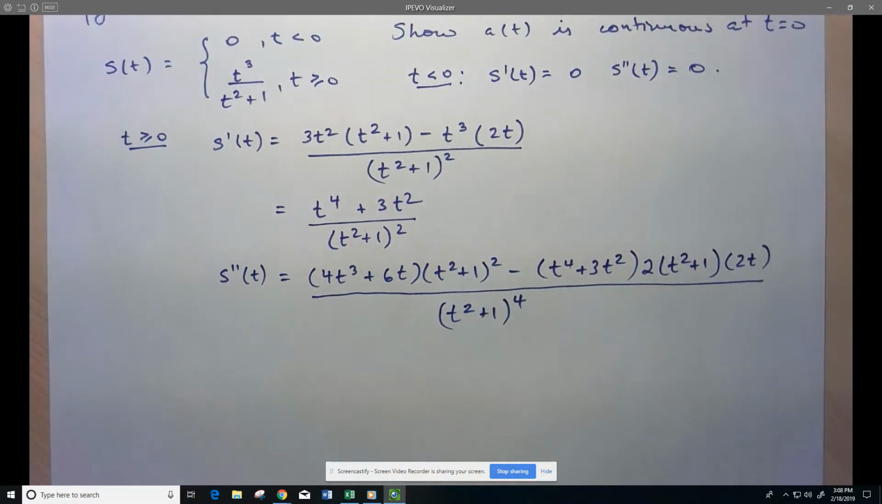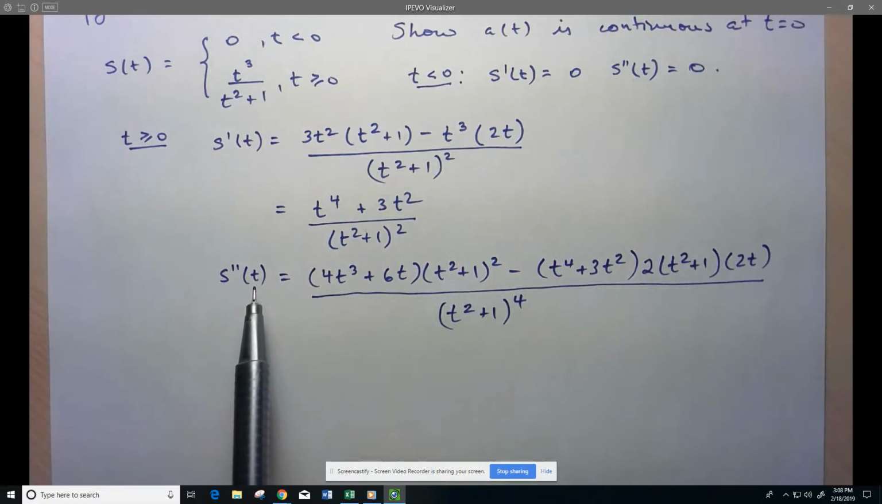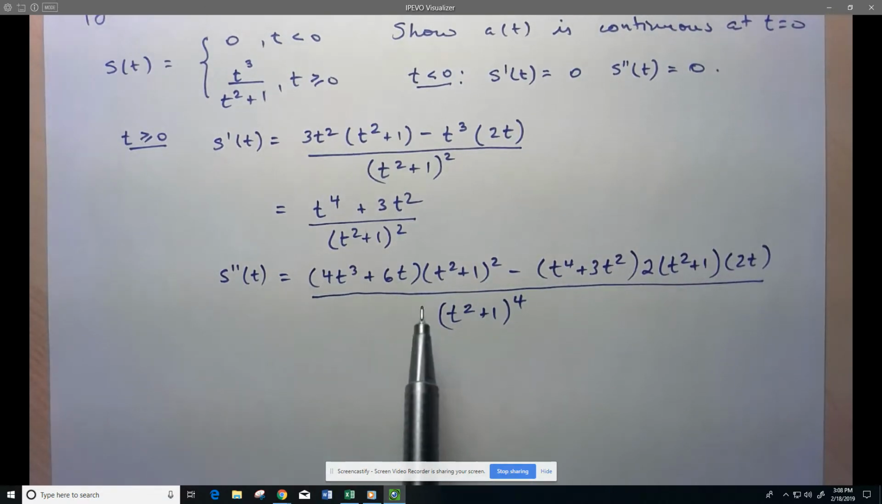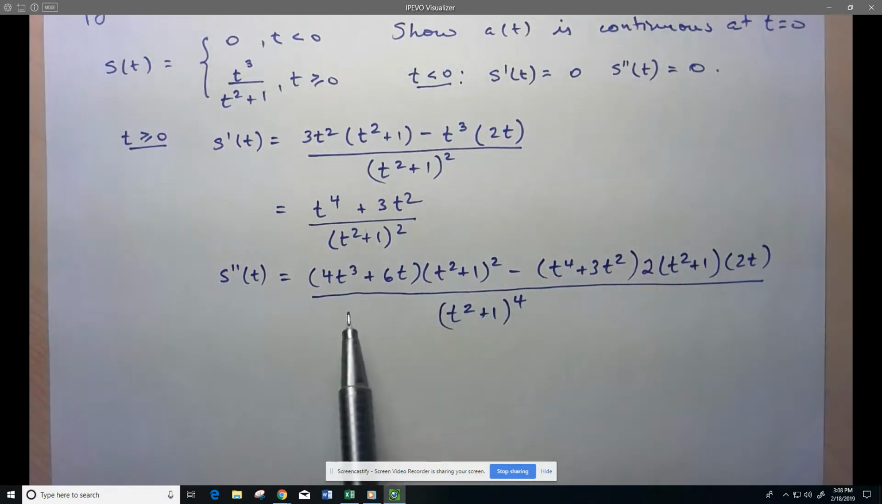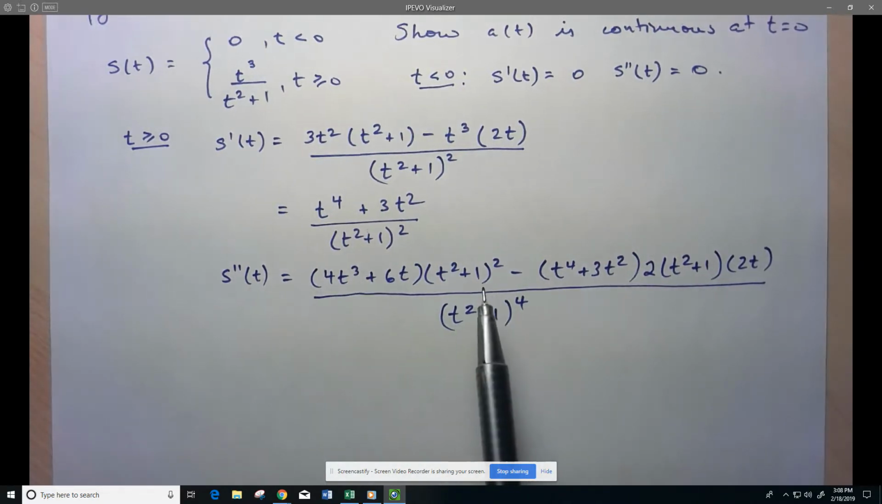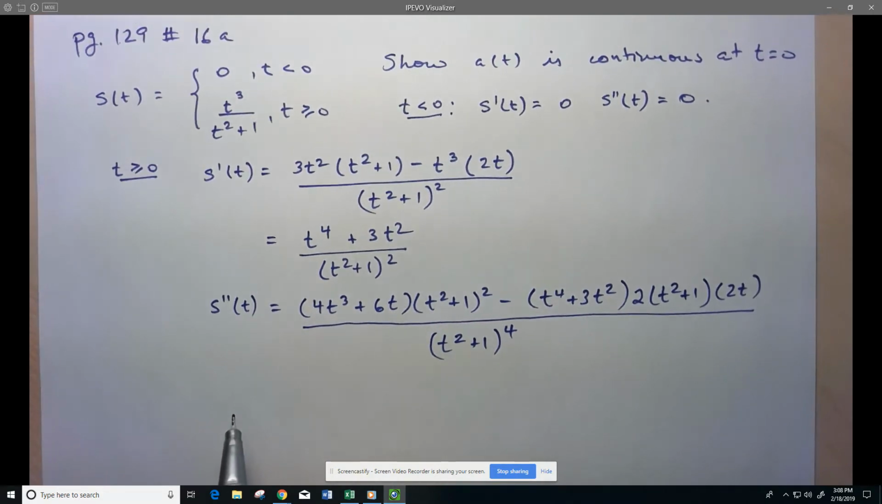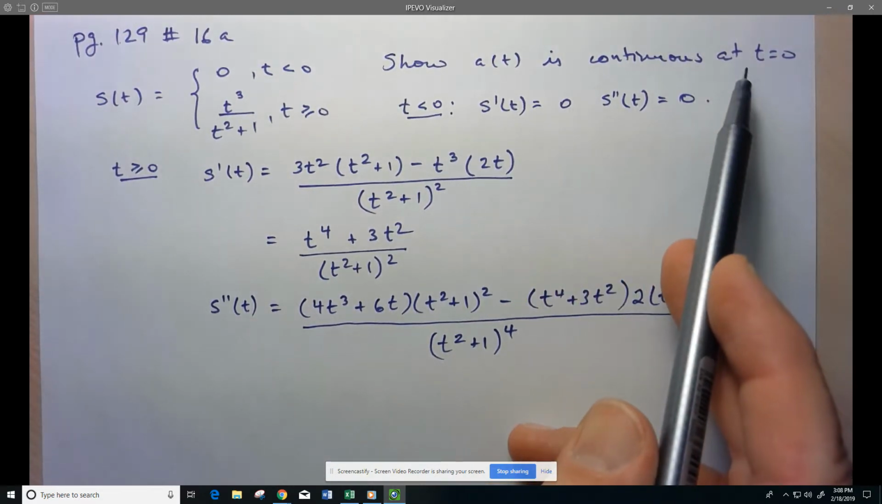Now, the only thing I really care about here is the value of this acceleration as t is approaching 0. So in the end, I actually don't need to simplify this whole thing. If I had to do something more with it, I would definitely simplify and use my old trick of seeing a common factor here, but I actually don't need to, because let's think about what we need to show. Is it continuous at t equals 0?